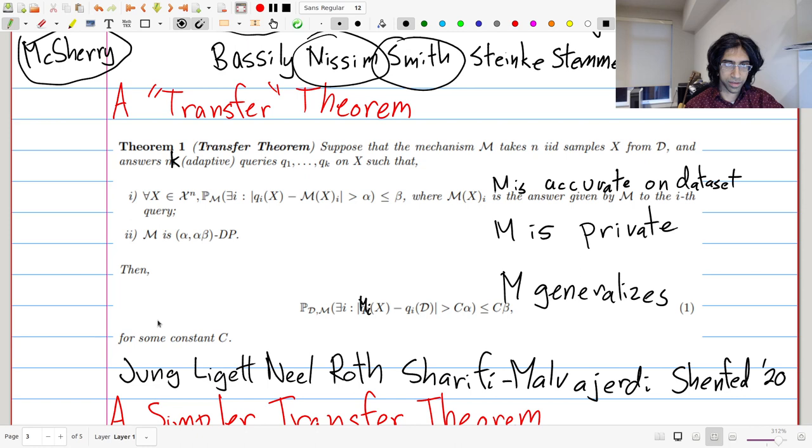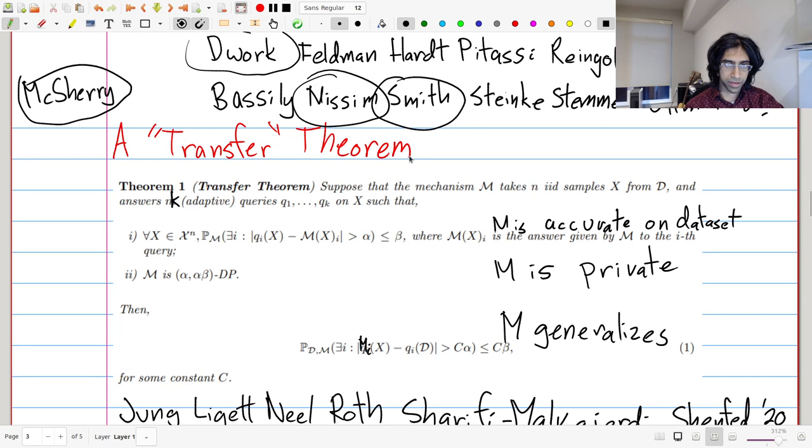Yeah, a lot of names here. I think Aaron might have said one time that it seems like an adaptive data analysis transfer theorem takes six authors to prove every time.